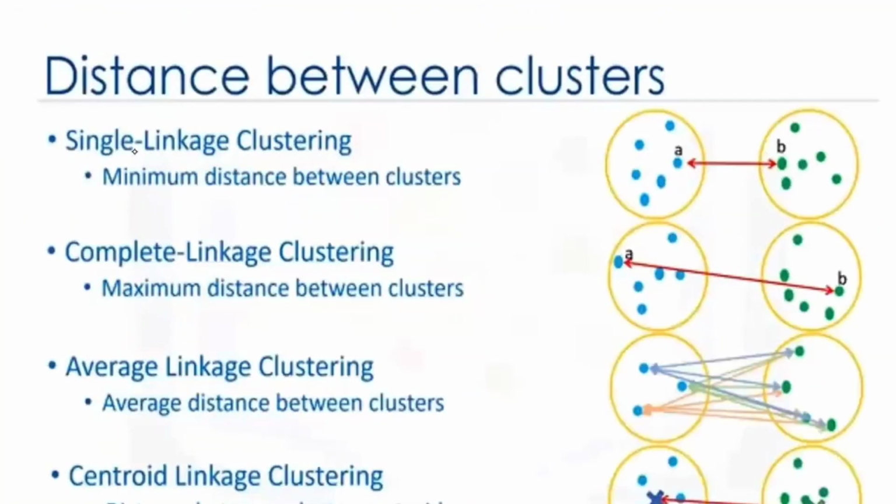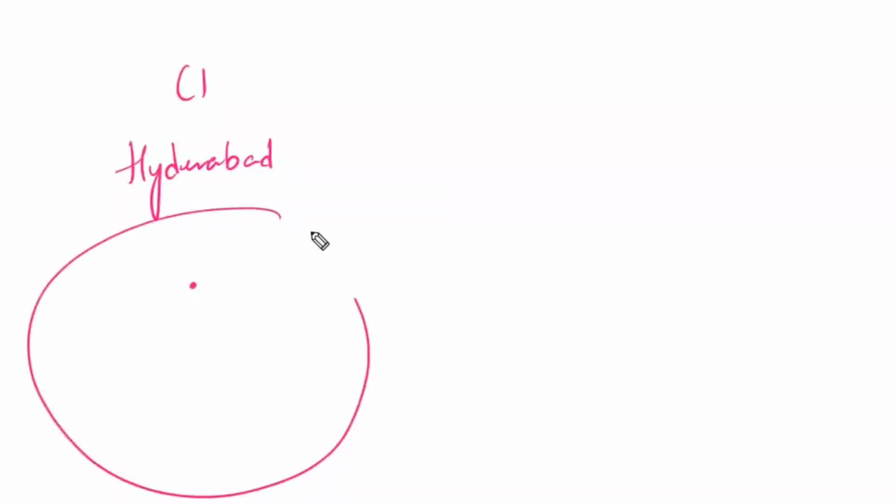So this shortest distance is called single linkage. Single linkage means identifying the distance between two clusters. For example, guys, let us take city 1, Hyderabad. Hyderabad is not just one point, it is a big city. At one end we have LB Nagar, and at the other end we have Miyapur, as per the metro.